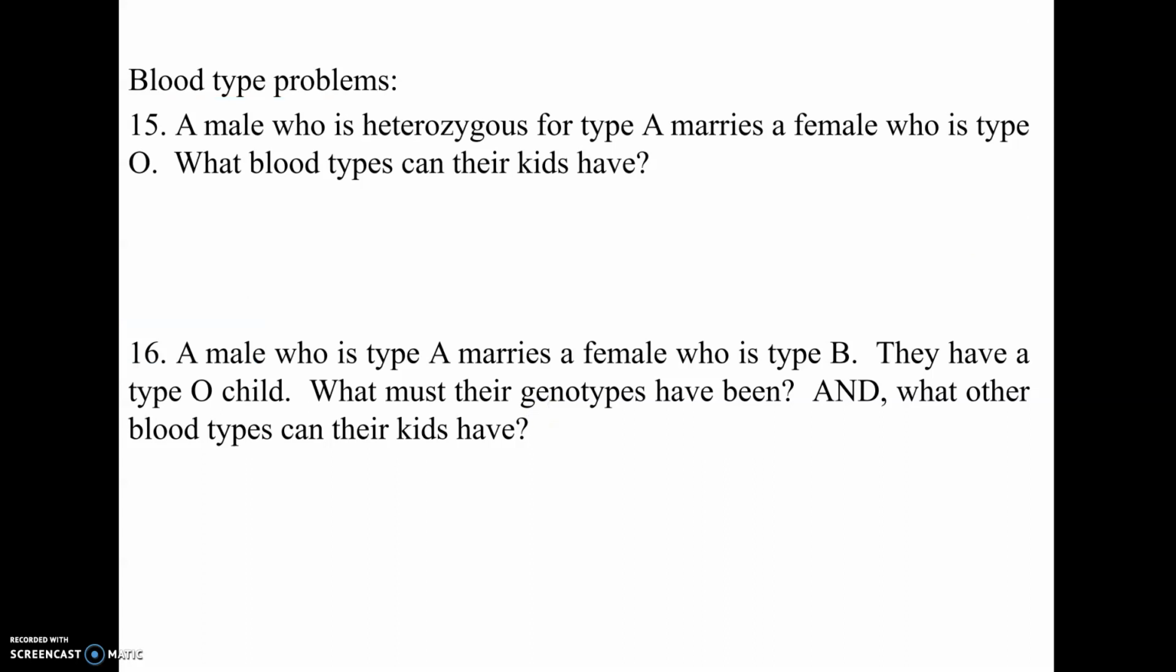And here are 2 practice problems with this. A male who's heterozygous for type A, so he's IA little i, marries a female who's O, so she's little i, little i. They want to know what kinds of children they can have, so the cross would look like this.